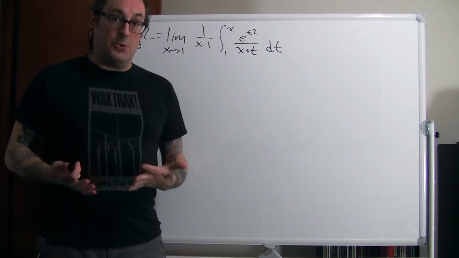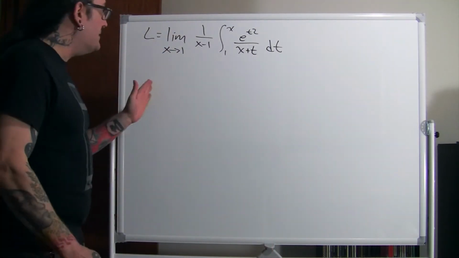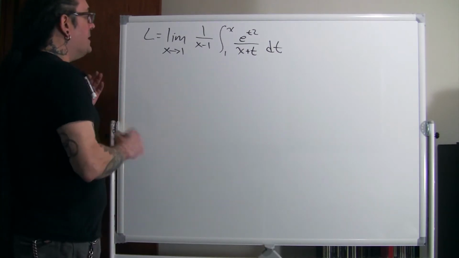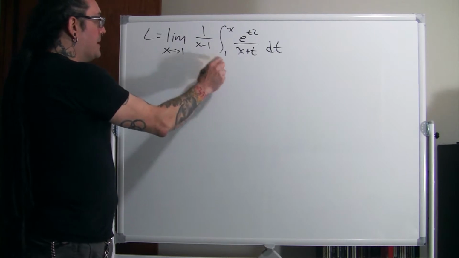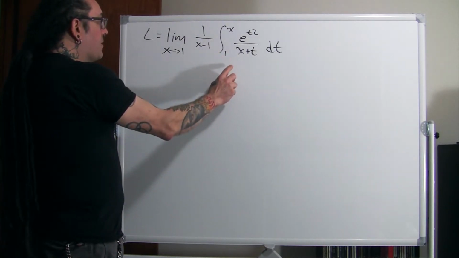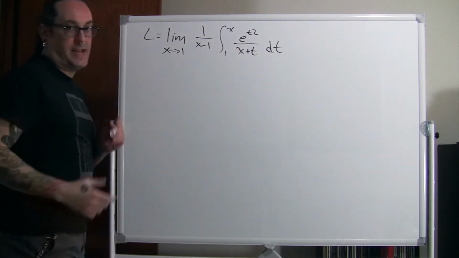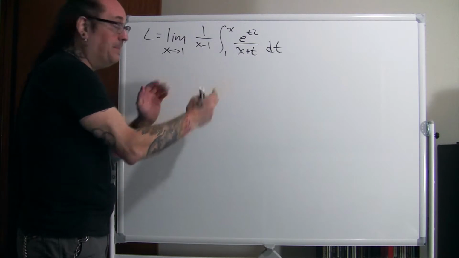Okay, so this is a calculus question today. So the problem at hand is this limit problem. Having a look at the problem, we see that we're going to be taking the limit as x goes to 1 of 1 over x minus 1 times the integral from 1 to x of e to the t squared over x plus t dt. There's a lot happening in this problem, for sure.